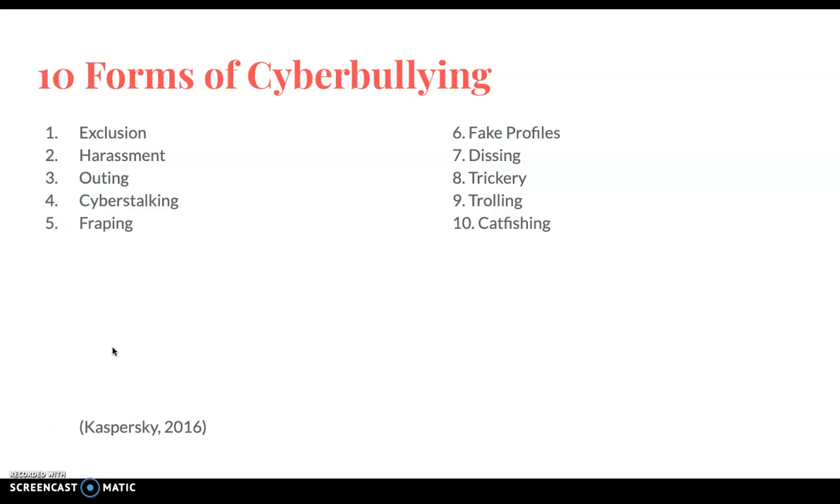Trickery would be pretending to be friends with somebody just to get a secret out of them or find something embarrassing out about them and then using that and posting it online or through text message. Trolling, that is when you try to make someone mad to get a reaction or a response out of them, again through text message or social media. And then catfishing is when somebody steals your identity.